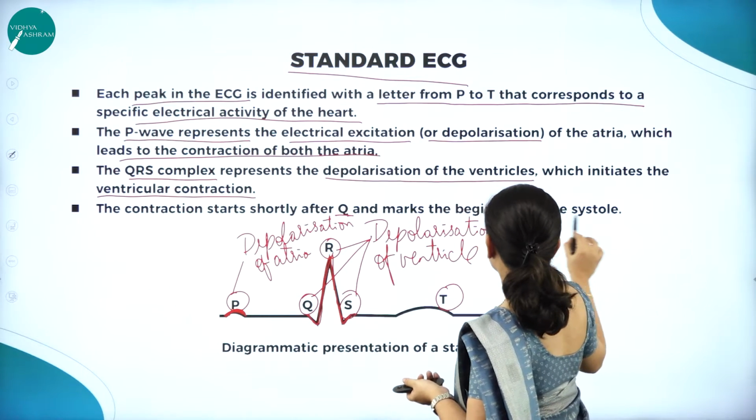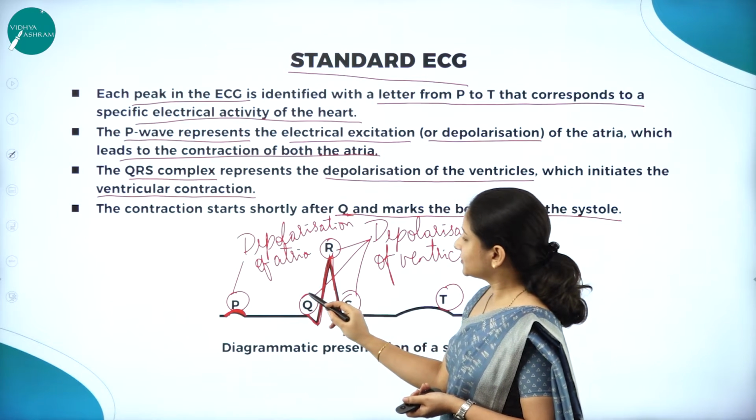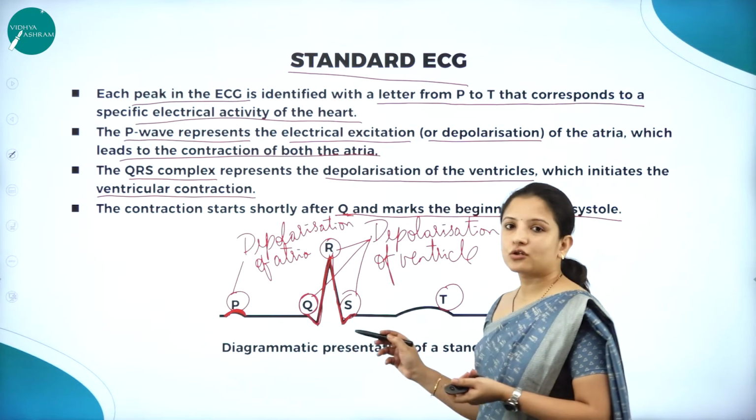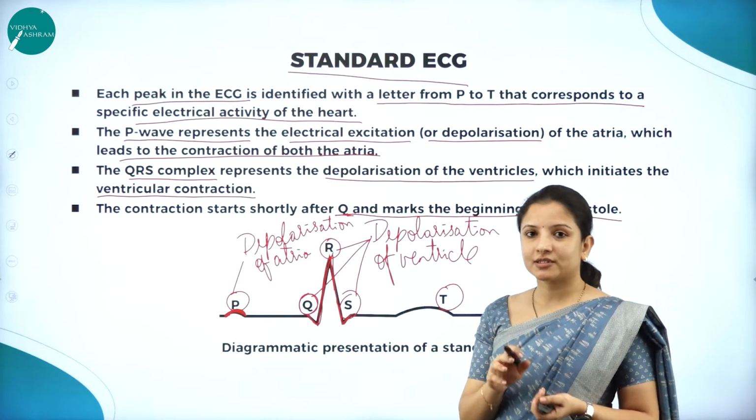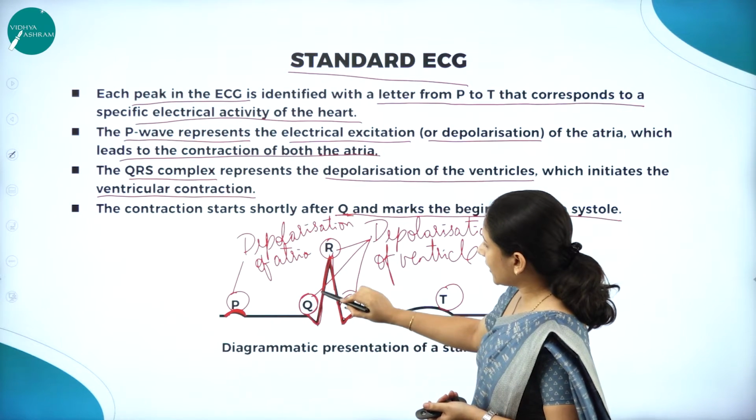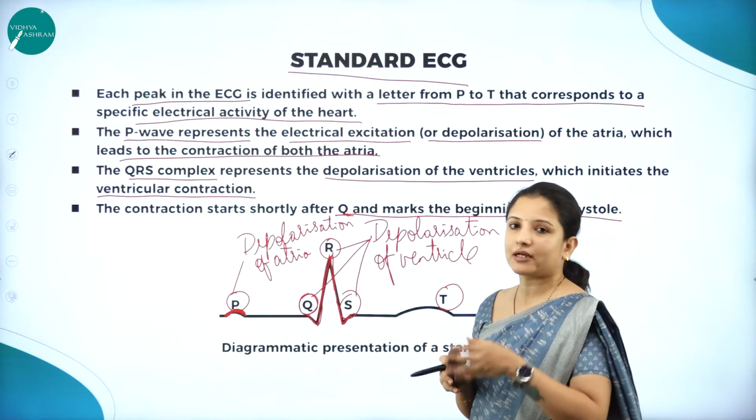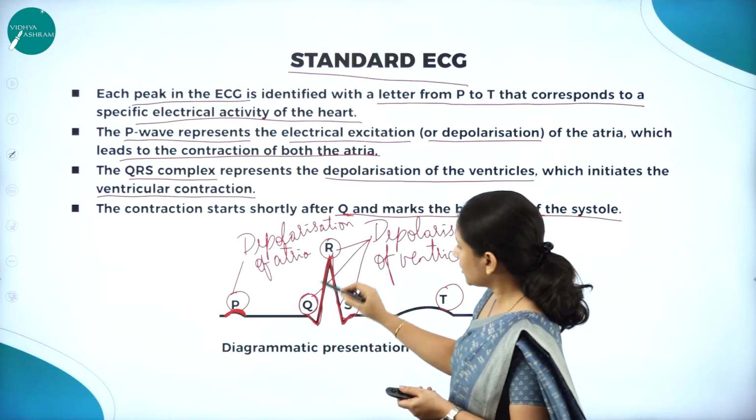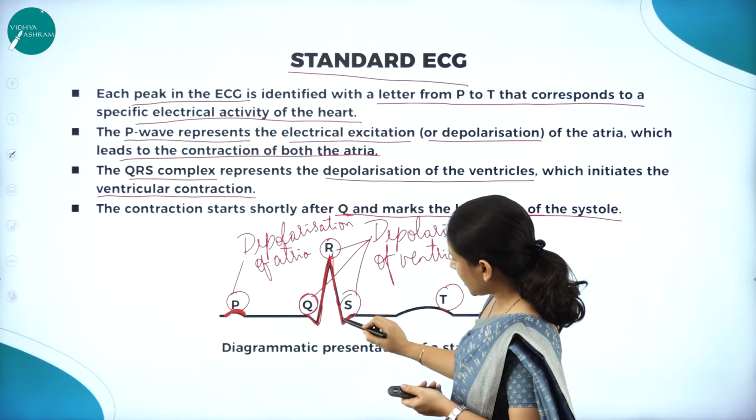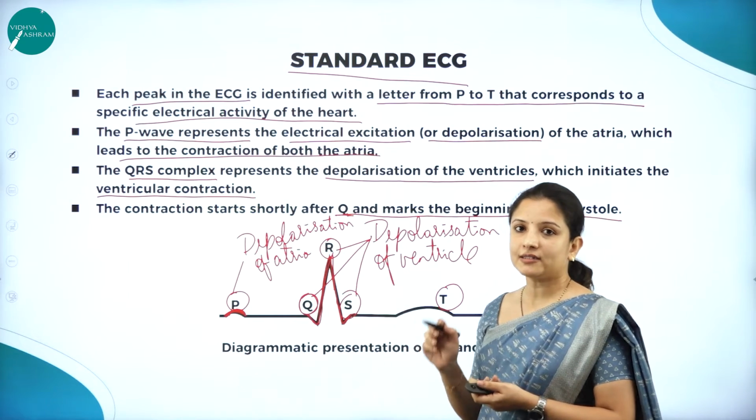Q marks the beginning of the systole. So this is the beginning of the systole. Systole is contraction, diastole is relaxation. Remember that. So here contraction will occur, again the contraction increases and then it will start to decrease. So that is what actually happens. Here 3 peaks are being created. That is why it is called a QRS complex.